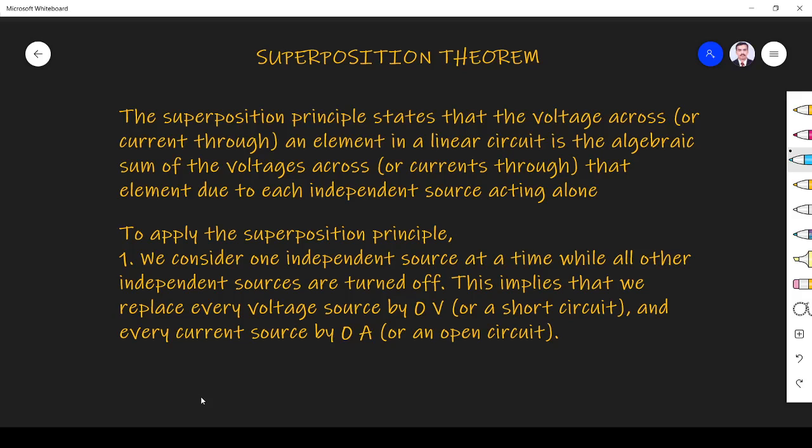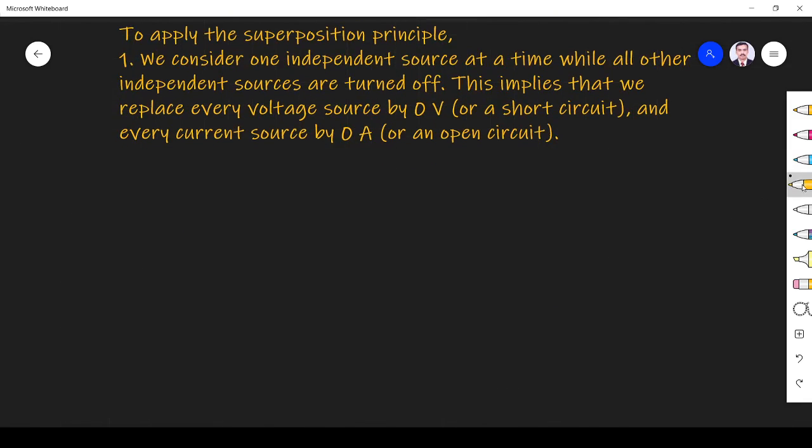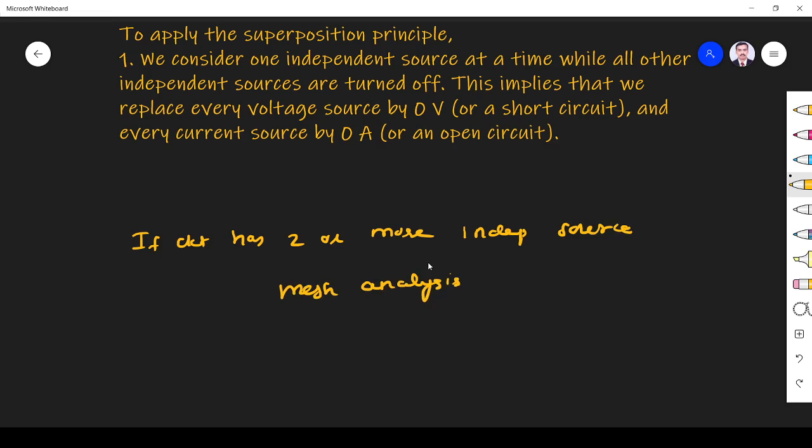Hi friends, in this video we see the introduction to the superposition theorem. Before studying this statement, we must know how to solve a network problem. We know already that if a circuit has two or more independent sources, what we did so far was use mesh analysis to solve the problem. Sometimes we have used node analysis. But we have one more method, that is called the superposition theorem.